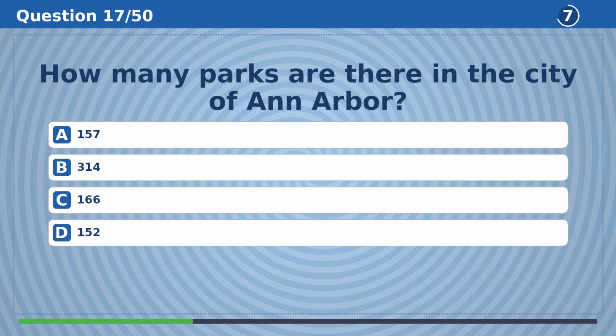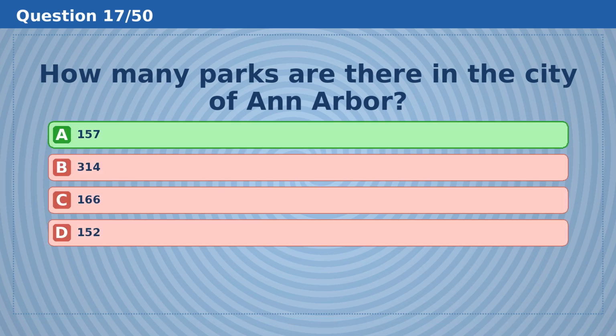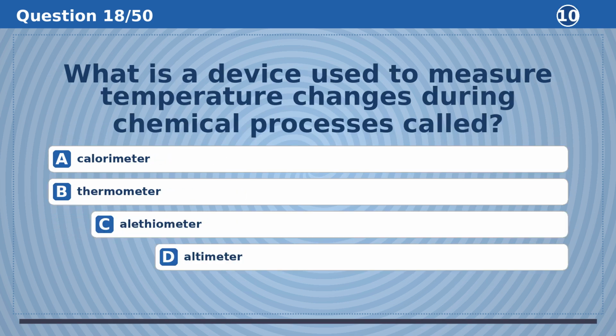How many parks are there in the city of Ann Arbor? The answer is A, 157.